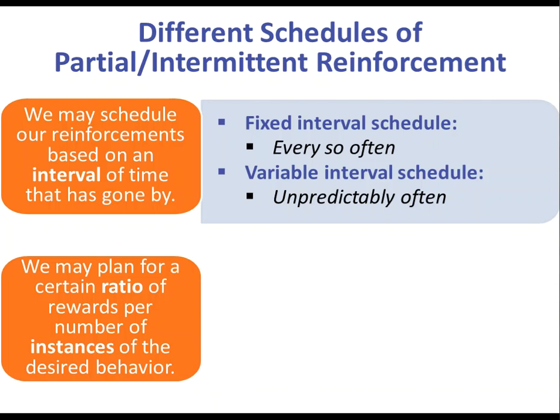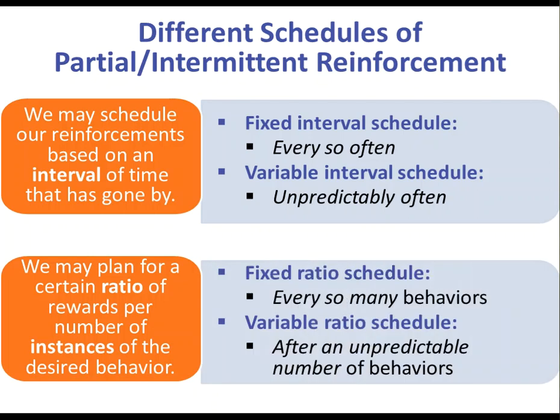Let me give you an example. You could get the reward every 5 minutes. If you do the behavior, you get it every 5 minutes. Or you can get it on average every 5 minutes. Sometimes that may mean that you get it after 2 minutes. Sometimes it may be 10 minutes. Just so the average is going to be 5 minutes. That leads to it being very unpredictable how often you're going to get it.